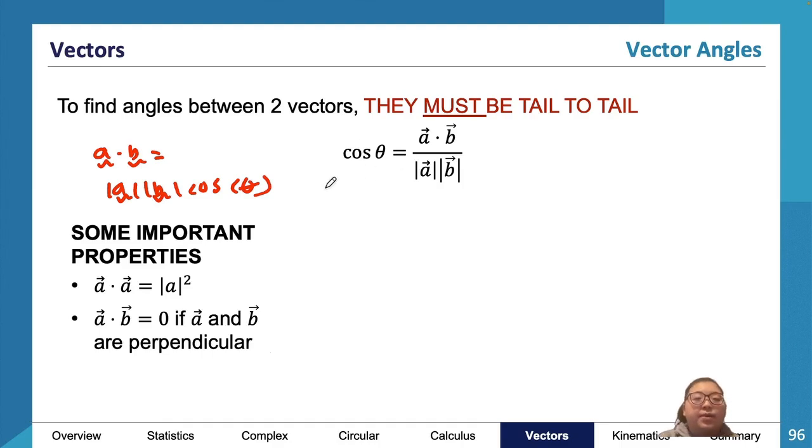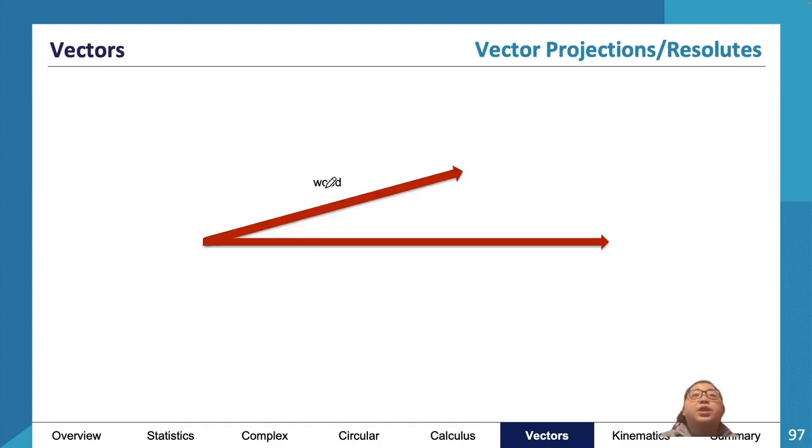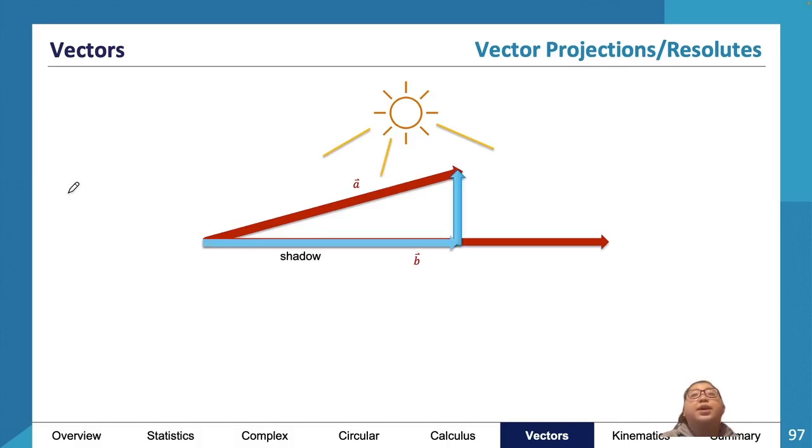Okay, in terms of vector projections and vector resolutes, if you have a piece of wood on the floor, you're looking for the shadow of the wood on the floor. So this is A in the projection of B. If you have a sun here and you think of the shadow that it casts here, that's exactly what we're going to be doing. So we're thinking about the shadow and also the vertical component.